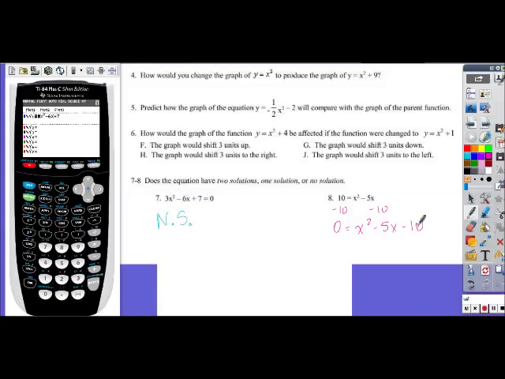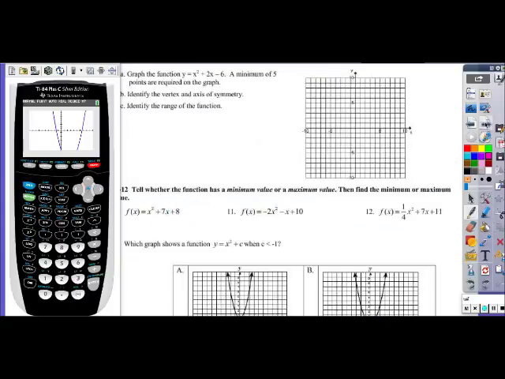And I'm going to go to my y equals, clear that out. X squared minus 5x minus 10 and graph. Remember, if you can't see anything, you might have to change your settings. And that one's easy to see that we have 2 solutions. Now, when it asks us a question like this, we don't actually have to say what the solutions are. We just have to say how many there are.